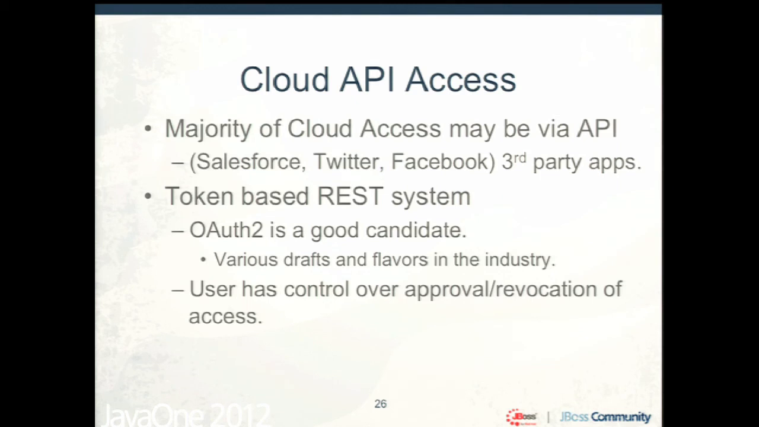So various drafts and flavors of OAuth 2 are in operation right now. And the beauty of OAuth, or a token-based system, is the user has full control over the approval and revocation of access. This I notice a lot is when a mobile app requests permissions to your Facebook account or your Twitter account. Why do they need full access to your wall postings and your friends' information, right? All they're trying to do is assert who you are.